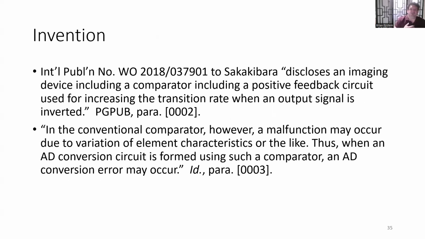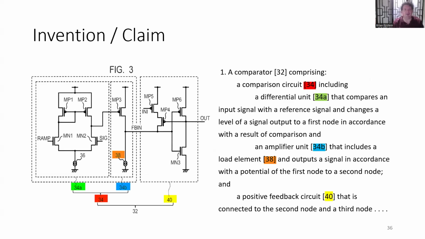So our application begins by discussing this reference to Sakakibara. This is the closest prior art described in our application. It discloses an imaging device, including a comparator, including a positive feedback circuit used for increasing the transition rate when an output signal is inverted. In this conventional comparator, however, a malfunction may occur due to variation of element characteristics or the like. Thus, when an A to D conversion circuit is formed using such a comparator, an A to D conversion error may occur. That's the problem in Sakakibara.